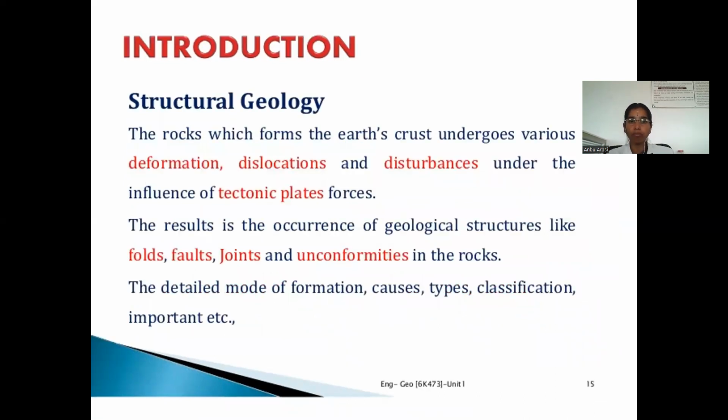Next, structural geology. Structural geology deals with the study of structures found in rocks. It aims at investigation and interpretation of structural features like folds, faults, joints, etc., in the rocks forming the crust, and also their possible mechanism of formation. The rocks which form the earth's crust undergo various deformations, dislocations, and disturbances under the influence of tectonic forces. The result is the occurrence of geological structures like folds, faults, joints, and unconformities of the rock. The detailed mode of formation, causes, types, classification, importance, etc.